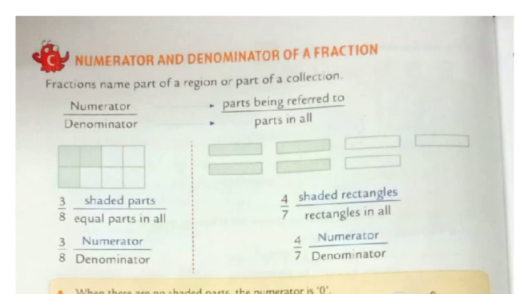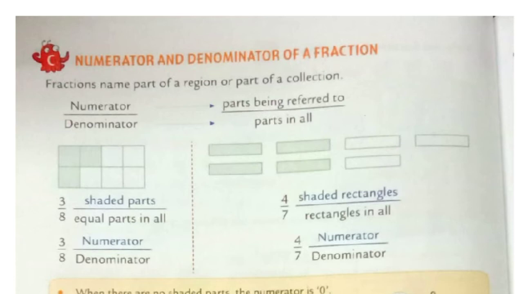Just understand this with this example. Here we can see that there are 8 portions of this rectangle. 3 portions are colored. So what will be the numerator? 3. 3 shaded parts are there. So 3 is our numerator. And what will come down? That is the total number of parts. That is 8. And 8 is called the denominator. So the upper one is called the numerator and the lower one is called the denominator.